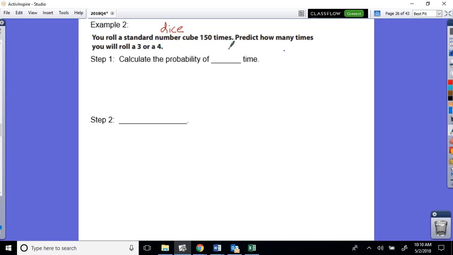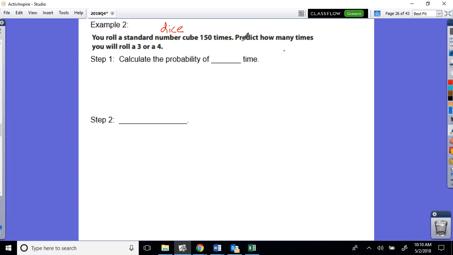Oh, geez. You guys had enough trouble trying to roll a dice 25 times. I had complaining. What if I had you guys roll it 150 times? Can you imagine that? Well, I'm not going to do that because I'm a nice guy. And we're just going to calculate what our predicted probability would be. Okay, so we're not going to roll this 150 times.